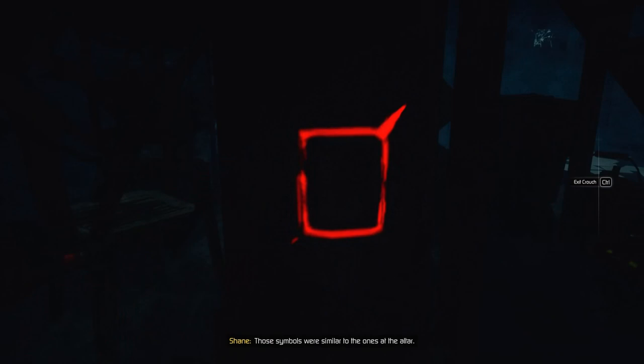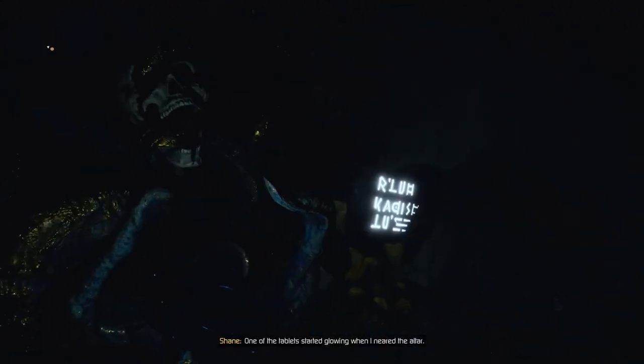Like my brain was melting. Those symbols were similar to the ones at the altar. So did it reactivate it, or am I hunting the symbols? One of the tablets started glowing. Yeah, so I guess that's what's happening here. I'm walking around and trying to locate all the symbols, and then presumably if I find them all, they are going to reappear on the altar itself.